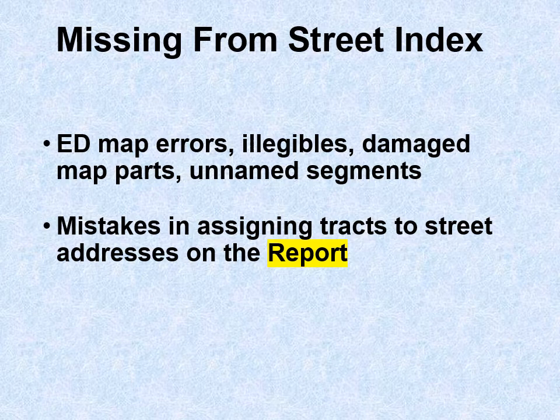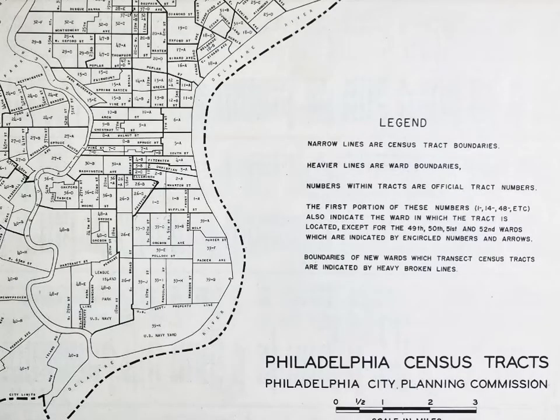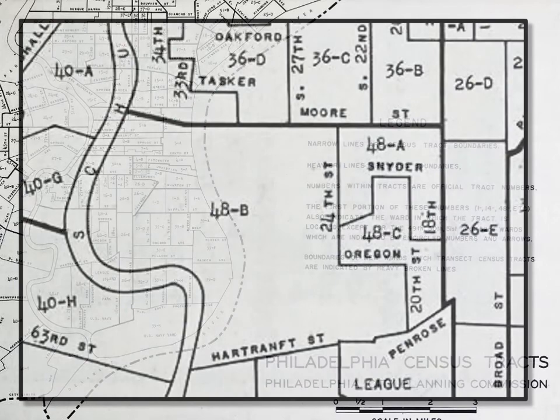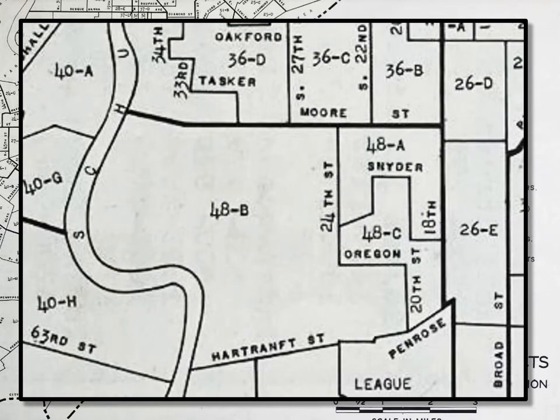In addition to that, I did find mistakes in assigning tracts to street addresses on the report. The report has on the back a list of corrections, but I found errors not on that last page. And I'm going to show you one because there's a double error here. As part of the report, there is a map of the census tracts. This is for 1950. I'm looking at a part of the map, and I'm interested in 48A and 48B. These are two different tracts, and they are separated by 24th Street.